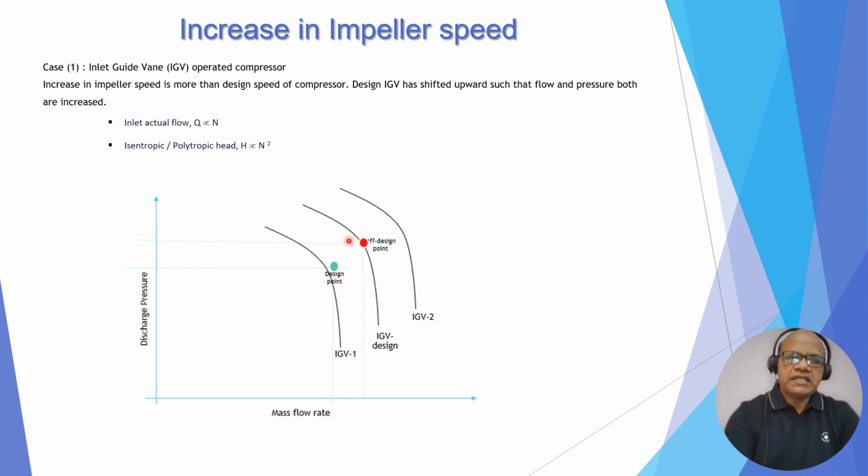As the speed has increased, all the curves have shifted upward. This was before here, now it has moved here. The design point curve was here, it has moved upward. So if you look at this point, although IGV is still on design, the flow has increased and pressure has also increased because the curve has shifted upward because of increase of the speed. So you see earlier this was the operating point, now this is the operating point. More flow and more pressure because speed has increased.